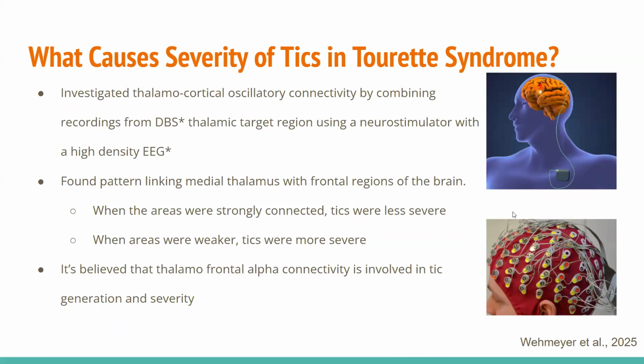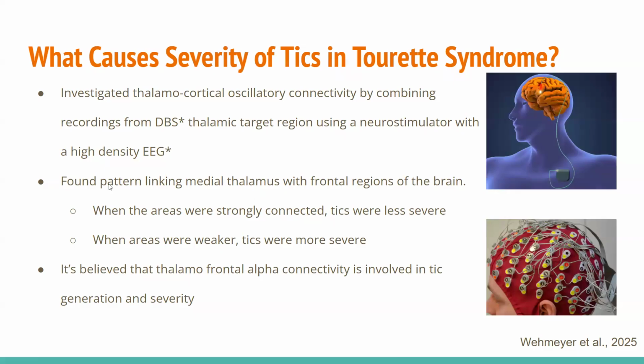This led me to wonder what causes severity of tics in Tourette syndrome. Researchers investigated thalamocortical oscillatory connectivity, which is neural activity between the thalamus and cortical regions of the brain, by combining recordings from an implanted thalamic deep brain stimulation target using a neurostimulator. So here's the deep brain stimulation, and down here you can see the neurostimulator, as well as a high density EEG, which can be seen below, in participants with Tourette syndrome.